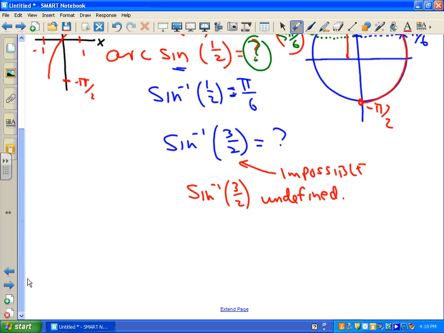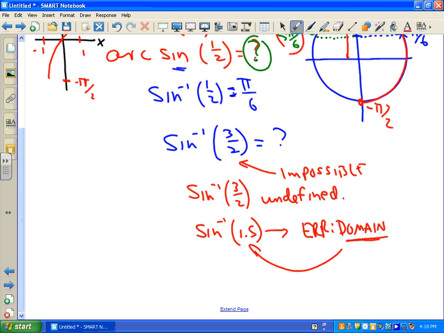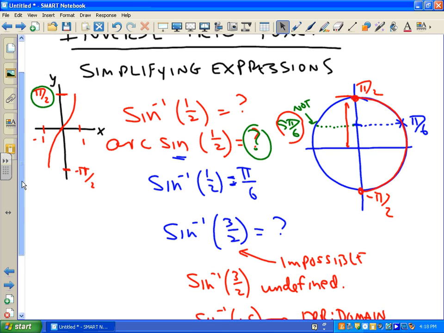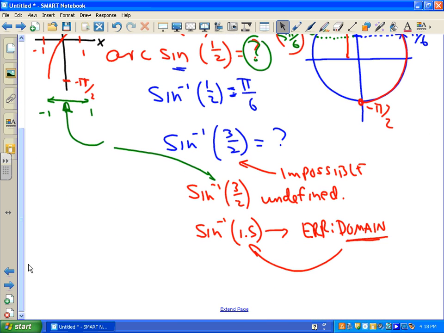If you try it on the calculator, it's rather interesting. If you try sine inverse of 1.5, you get an error. It says error domain. And remember, domain is the input. You cannot input 1.5. The graph verifies that. Looking at the graph of the arc sine, the domain is always stuck between -1 and 1. So if you choose a number like 3/2, that's outside of the domain. Not possible. Okay, so that's simplifying an inverse trig expression.